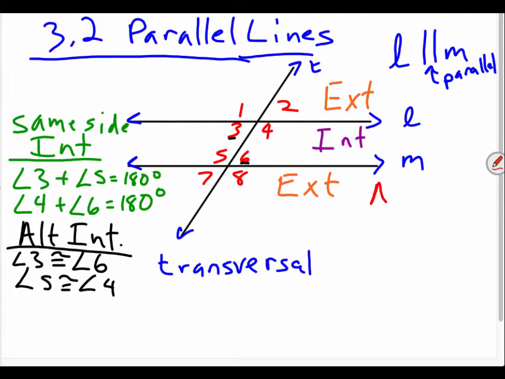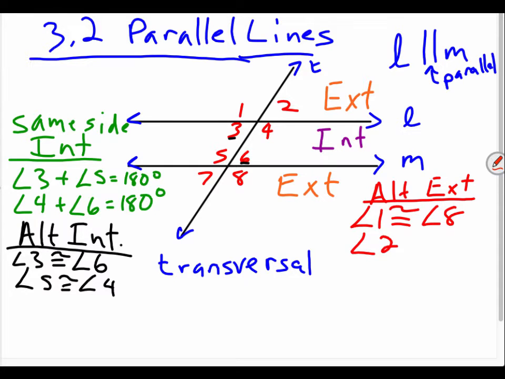Alternate exterior. I just did interior. Exterior. Opposite sides of the transversal on the exterior. So angle 1 is congruent to angle 8, and angle 2 is congruent to angle 7.